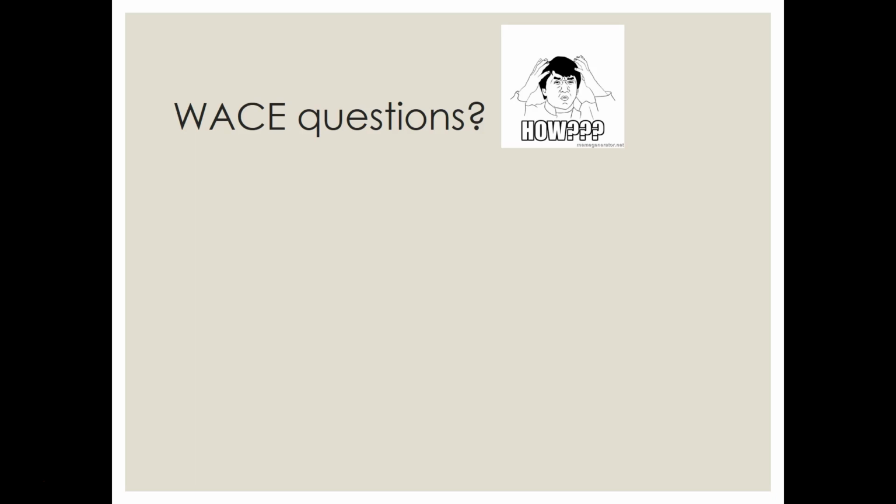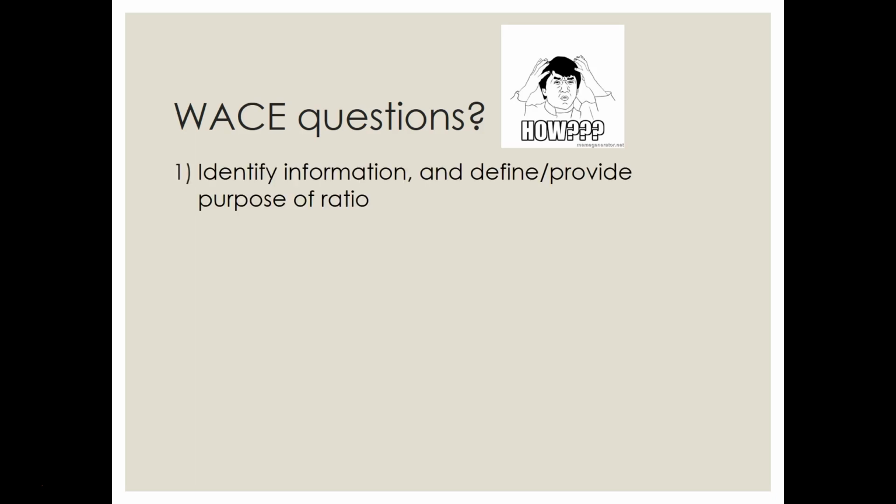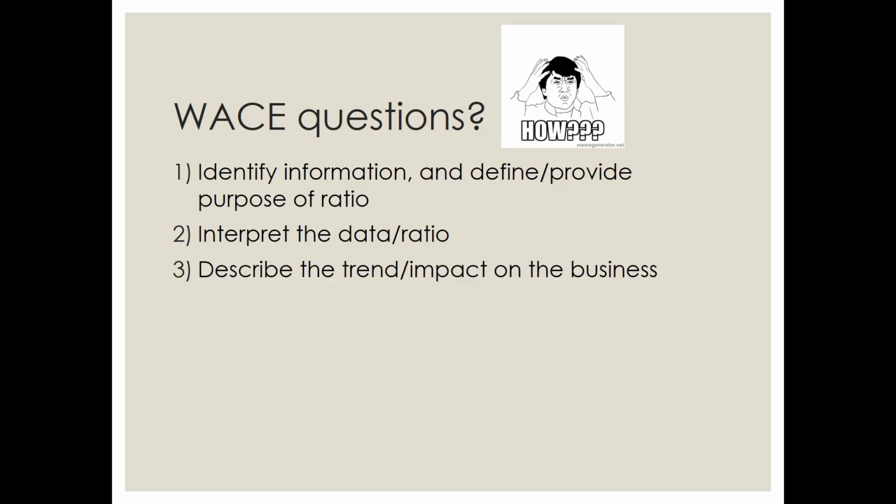Okay, so now what we all want to know, especially at this point, is how do you answer WACE questions based on this? So the first thing you have to do is figure out the information. Identify what exactly the question is asking you, and once you know what they're asking, define that ratio. Second, you've got to interpret the data or ratio. And third, which a lot of students tend to miss out on, what does the interpretation mean to the business? What is the effect of it to the business?